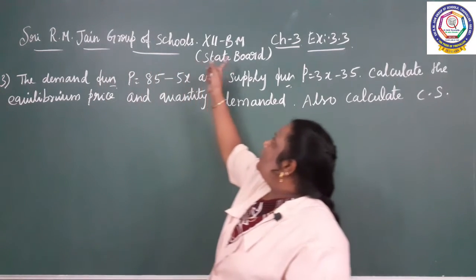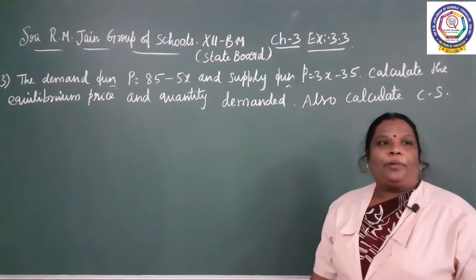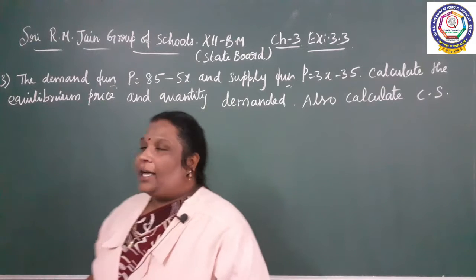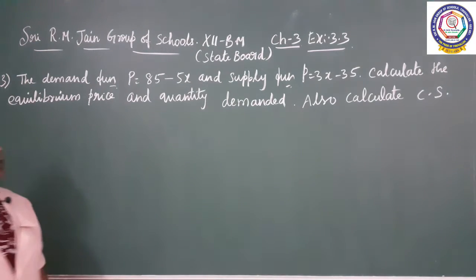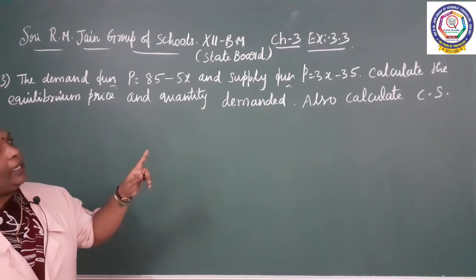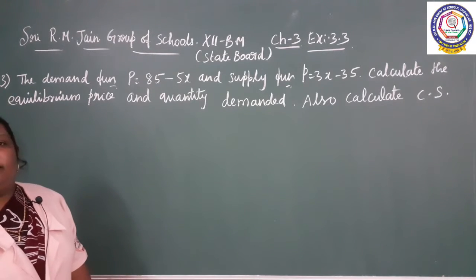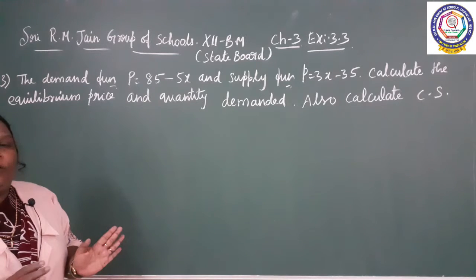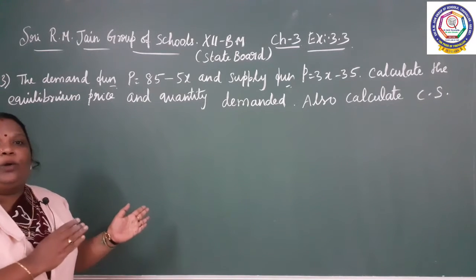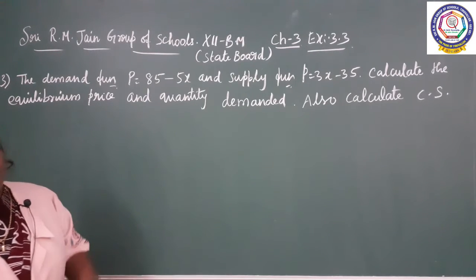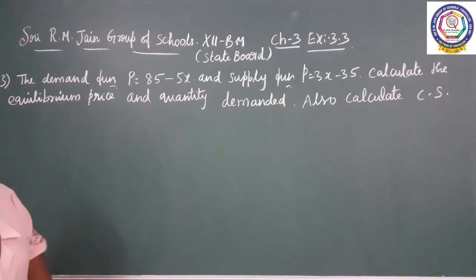See, this is 12th standard business maths state board, chapter 3, exercise 3.3, third sum. The demand function P equal to 85 minus 5x and supply function P equal to 3x minus 35. Calculate the equilibrium price. What is that equilibrium? Demand equal to supply. And the quantity demand, also calculate consumer surplus.